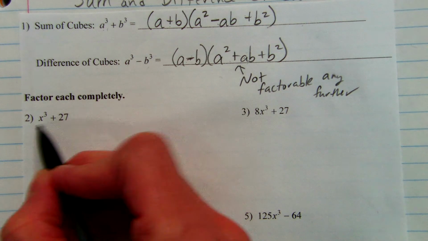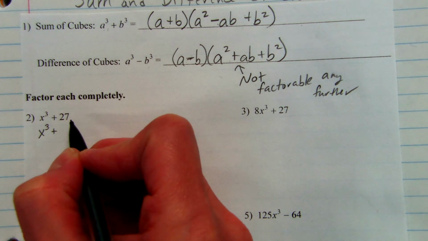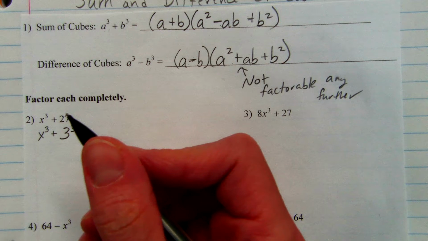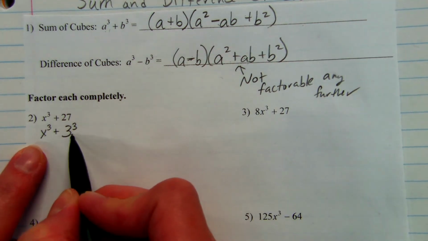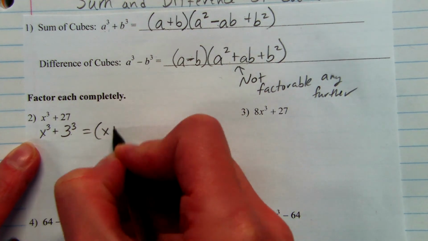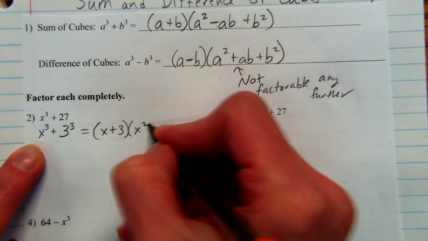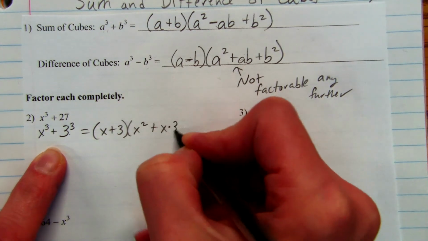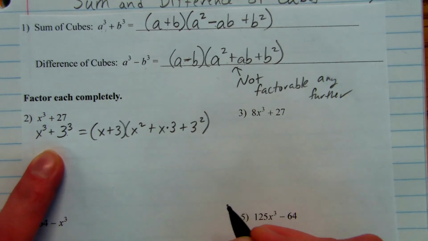Okay? So the first one's not too bad because x cubed is already a cubed. But we can write 27 as a cubed also. It is 3 cubed. So if you didn't know that, you might have to play with the numbers a little bit. So that's like your A and B. So where I have A plus B in parentheses, what I would have is x plus 3. And then when I have A squared, I'd have x squared, minus AB means I'm taking x times 3, plus B squared is plus 3 squared.